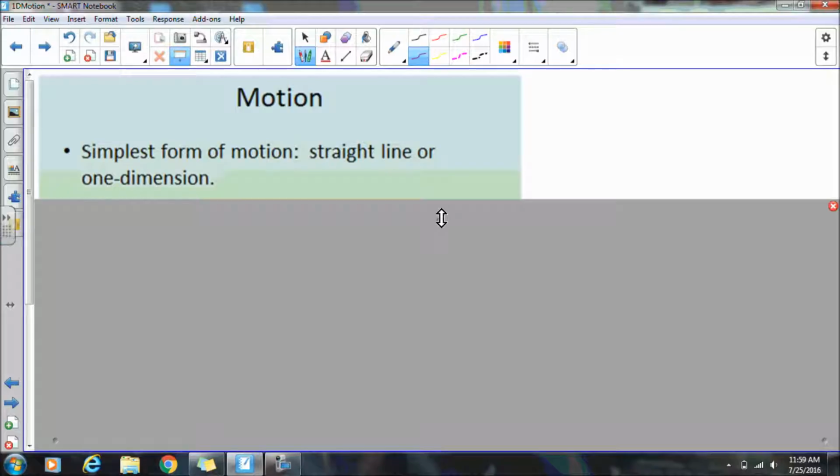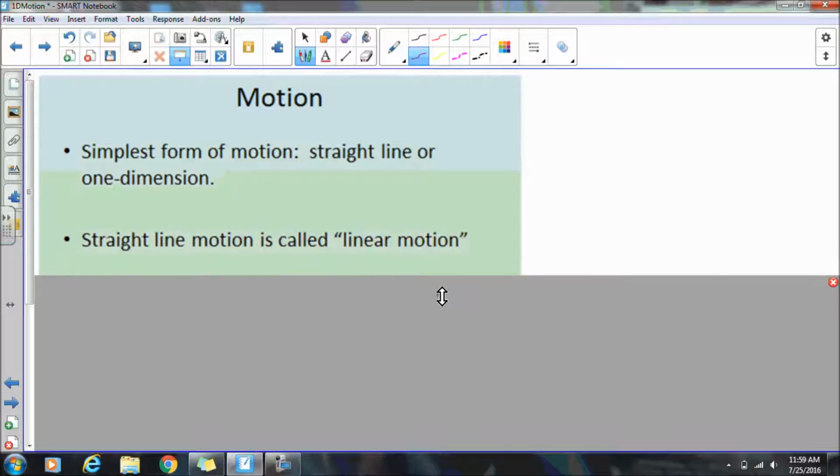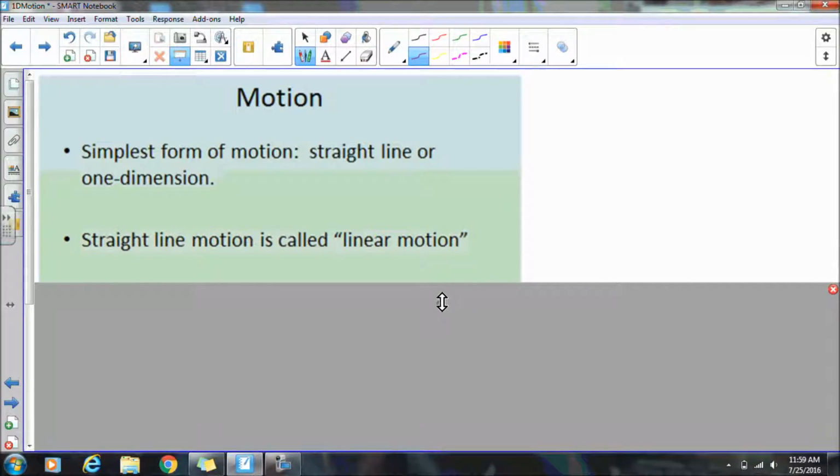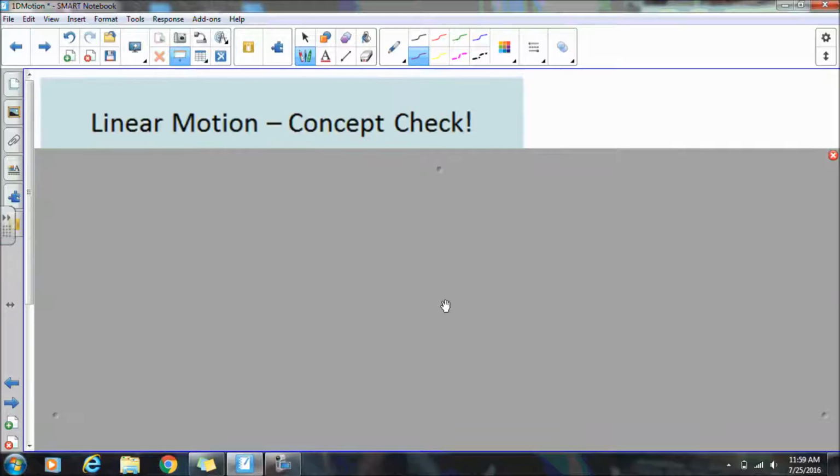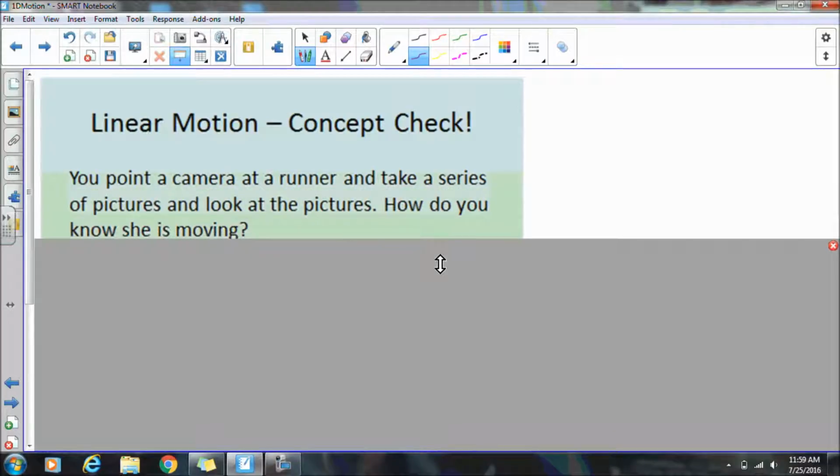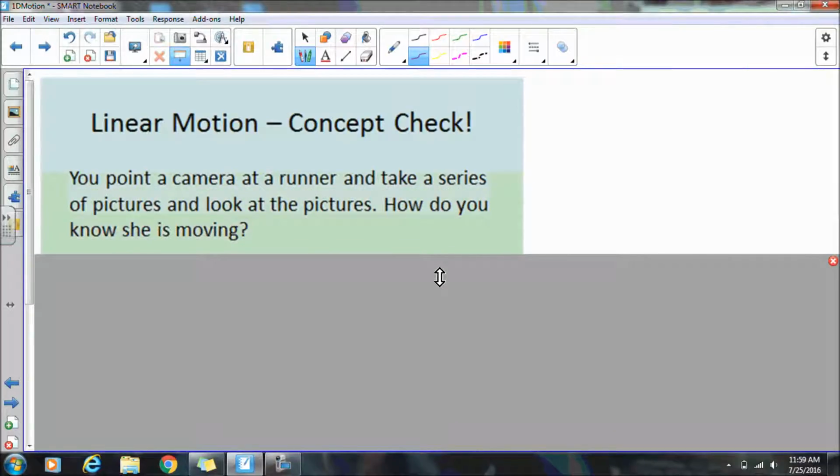Straight line motion is also called linear motion. So linear meaning line, so linear motion, motion in a line. So let's talk about what we mean by linear motion with a quick concept check. You point a camera at a runner and take a series of pictures and look at those pictures. How do you know she is moving?